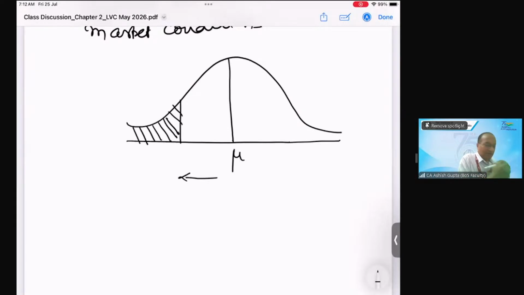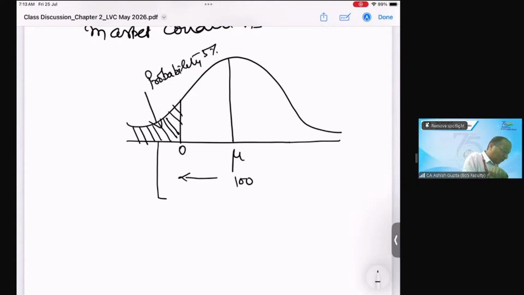Okay, now this is kind of a probability. If I say there is a 5% probability, say my mean value is 100, and this value is 0. So if I say there is a 5% probability that I will have a loss. Okay, so this is computed as a normal curve.